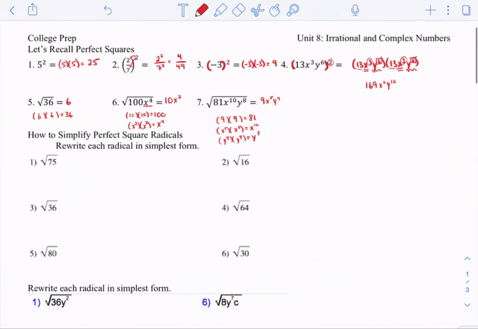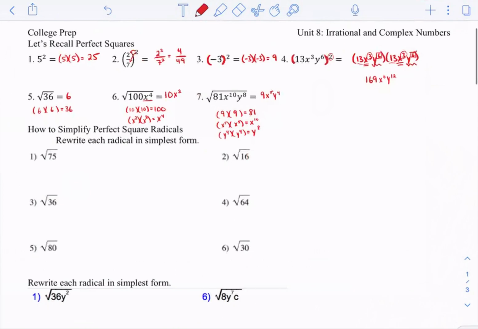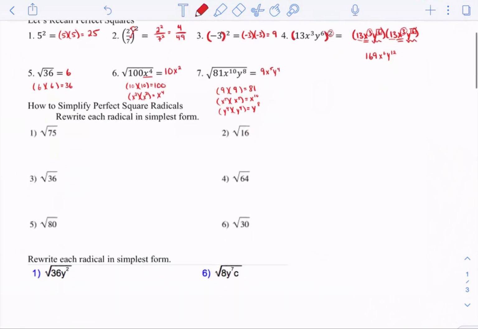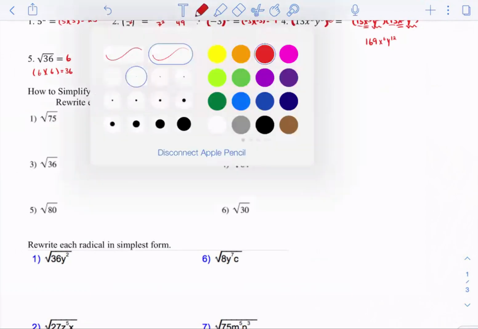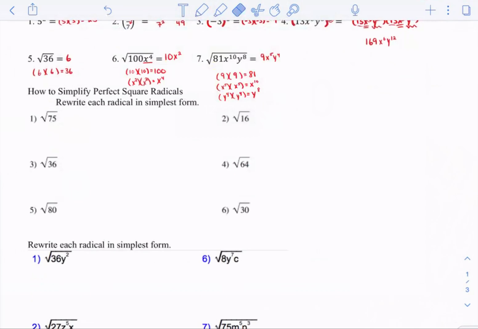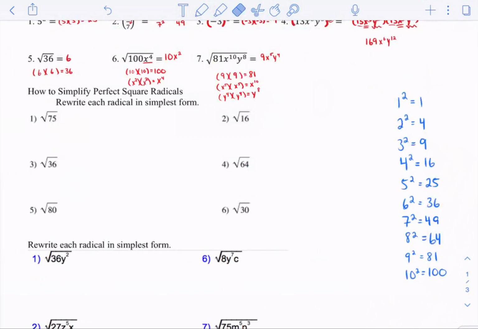So that was just a little review. It's going to help us learn how to simplify these radicals. So in order to simplify these radicals, we need to know our perfect squares. So some of you, we already looked at some of them, like 36 and 100 and 81. But if you take a look at this first example right here, 75 is not a perfect square. And if you're not sure, then you should take some time to list the perfect squares, at least the first 10, right on the side here.